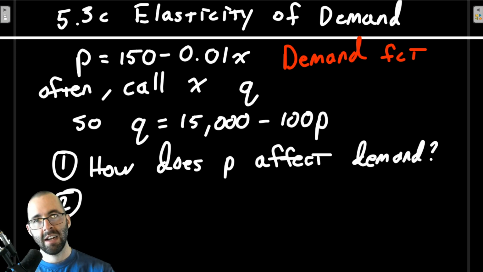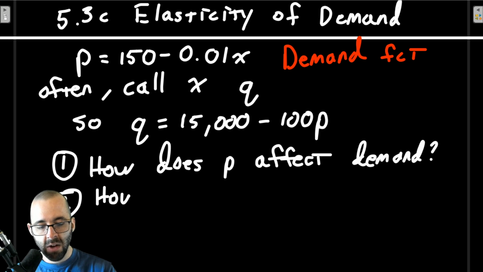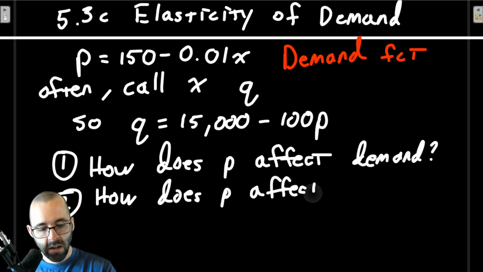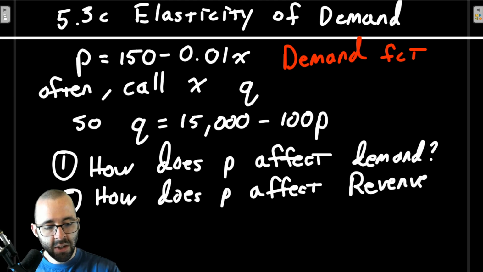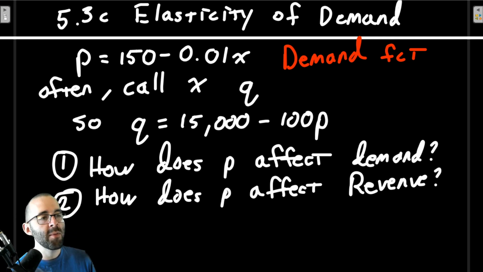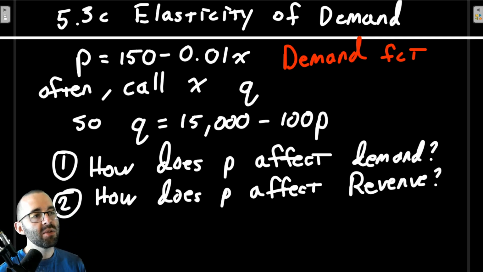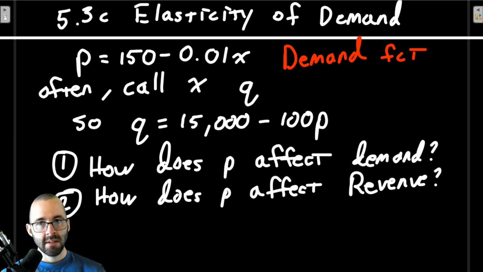A harder question to answer is how does P affect revenue? We've answered this question a little bit. It was a little bit more complicated. Remember, we said that revenue is equal to P times X. The revenue is just how many things we're selling times the price that we're selling them at. And we set up this revenue function. We found the derivative to find the maximum point for our revenue, and we did this.